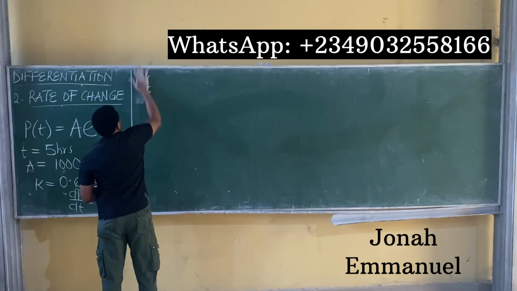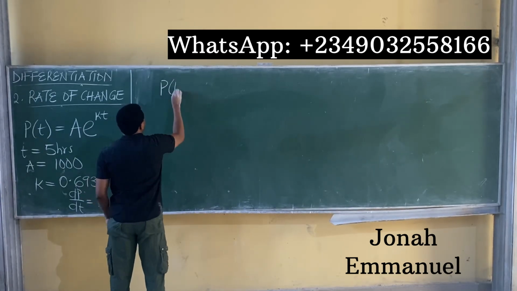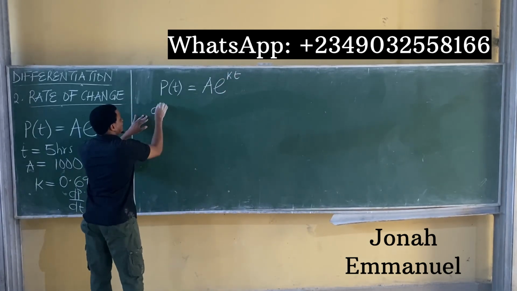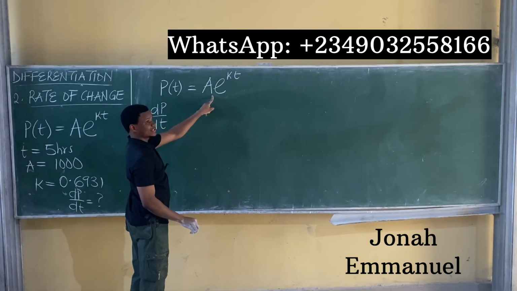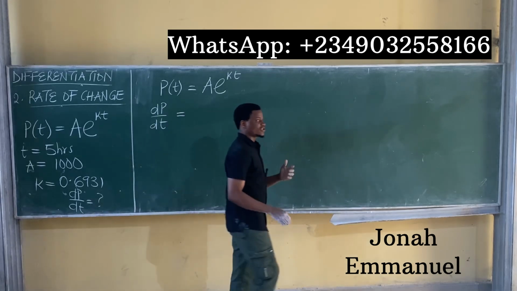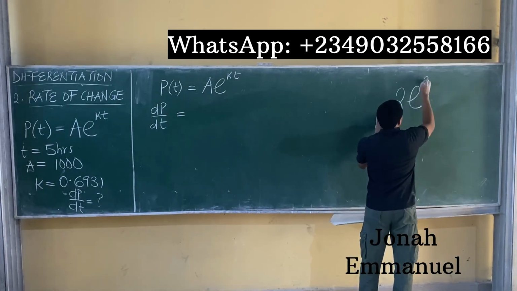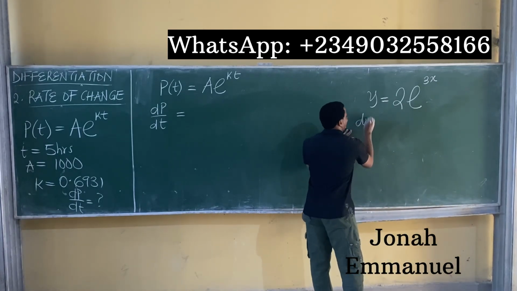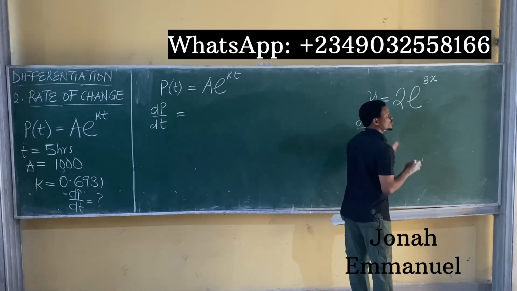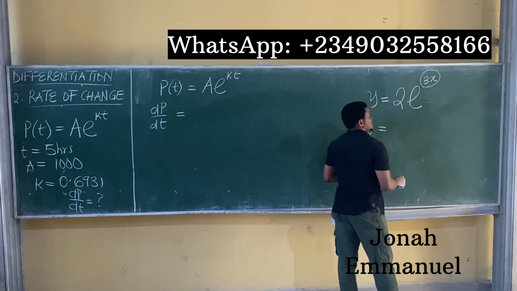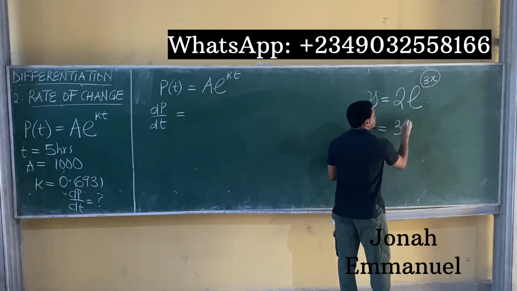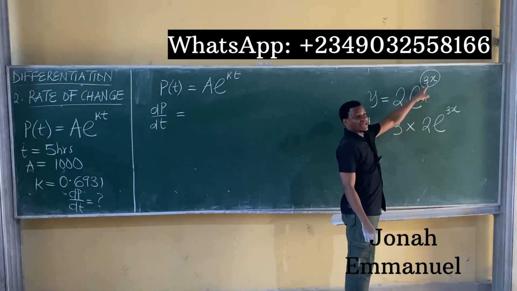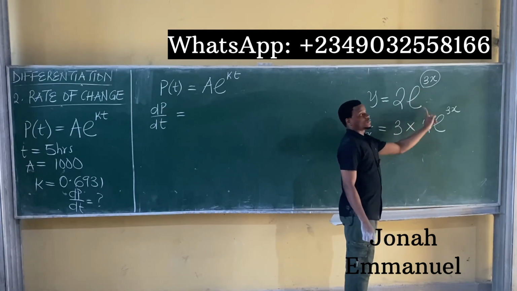All right, so first things first. They gave us P(t) as being equal to A e^(kt). To get the value of dP/dt, I'll have to simply differentiate this. Now, let's go back to exponential differentiation. If I have, for instance, y equal to 2e^(3x), what is the value of dy/dx? We said the shortcut is to differentiate the power, 3x. What do you get? Use that 3 to multiply everything. The concept is simple: differentiate this term here, and whatever you get, use it to multiply the whole function.